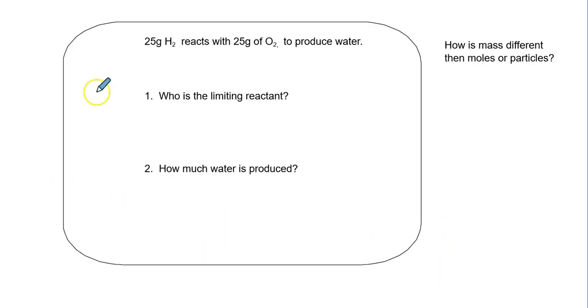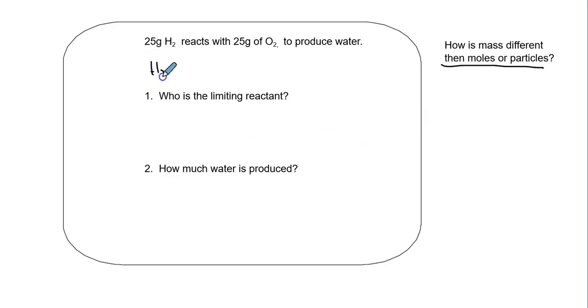good stuff there. 25 grams of H2 reacts with 25 grams of O2 to produce water. Who's the limiting reactant? How much water is produced? How is mass different than moles and particles? Again, we just talked about that. Take a moment, pause the video, and give it a whirl.